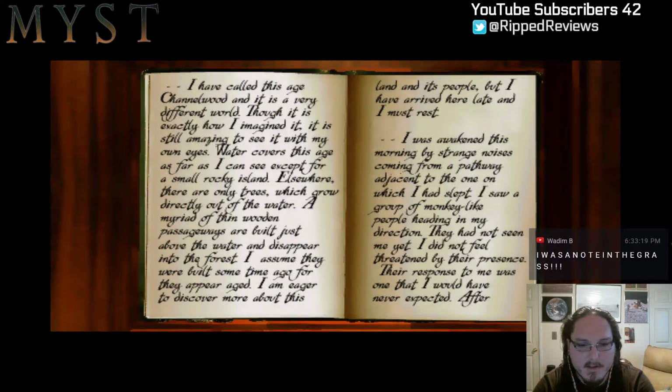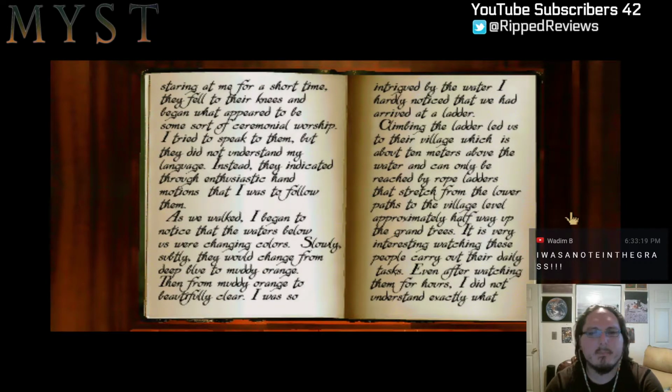I am eager to discover more about this land and its people, but I have arrived here late, and I must rest. I was awakened this morning by strange noises coming from the pathway adjacent to the one on which I slept. I saw a group of monkey-like people heading in my direction. They had not seen me yet. I did not feel threatened by their presence. Their response to me was one that I would have never expected.